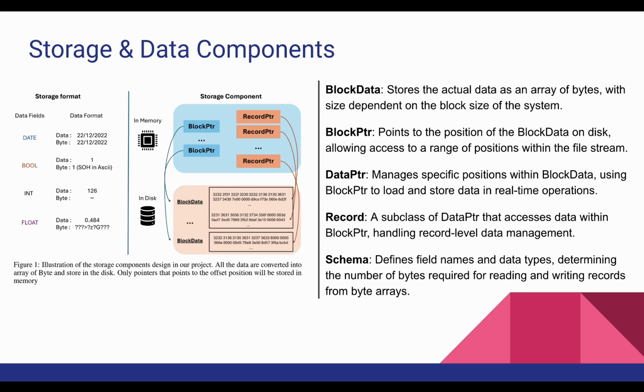A schema. The schema manages the field names and data types of the table. During the reading and writing processes, all data is converted in a uniform format of an array of bytes. During reading, we only access the block pointer or the recall pointer, which points to a specific location in the data. When that specific range is needed, the corresponding byte array is loaded into memory.